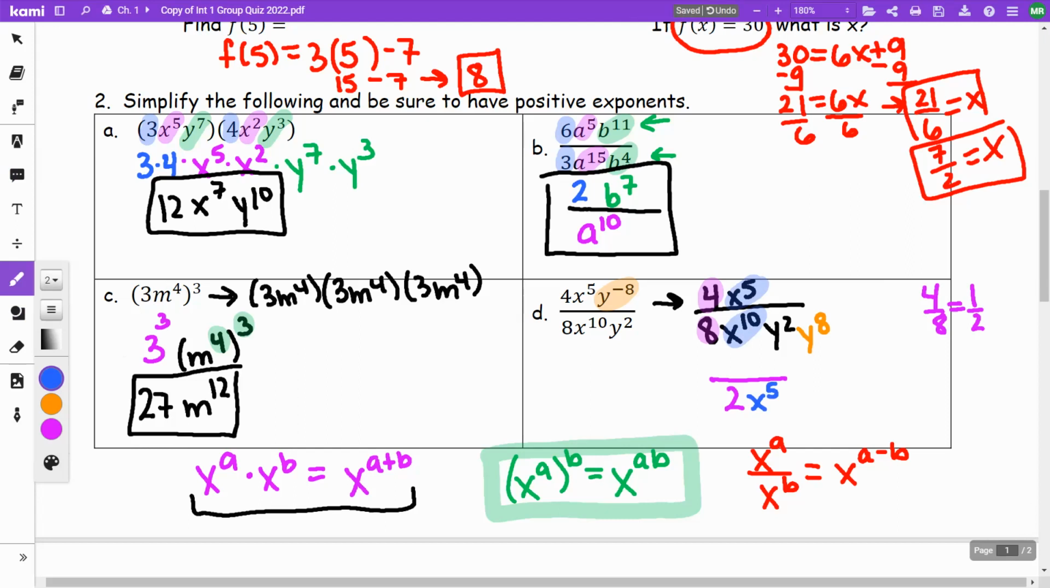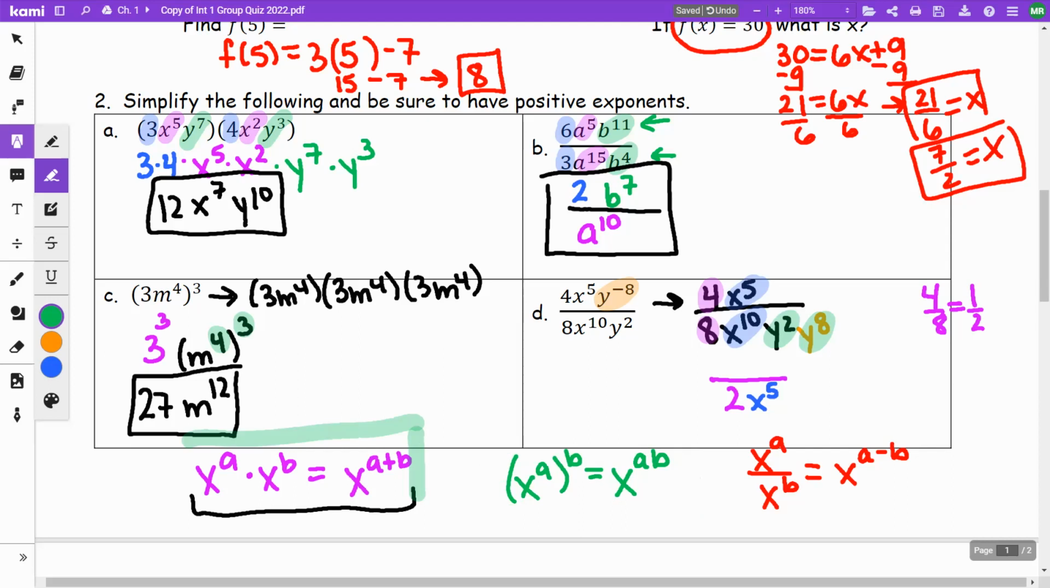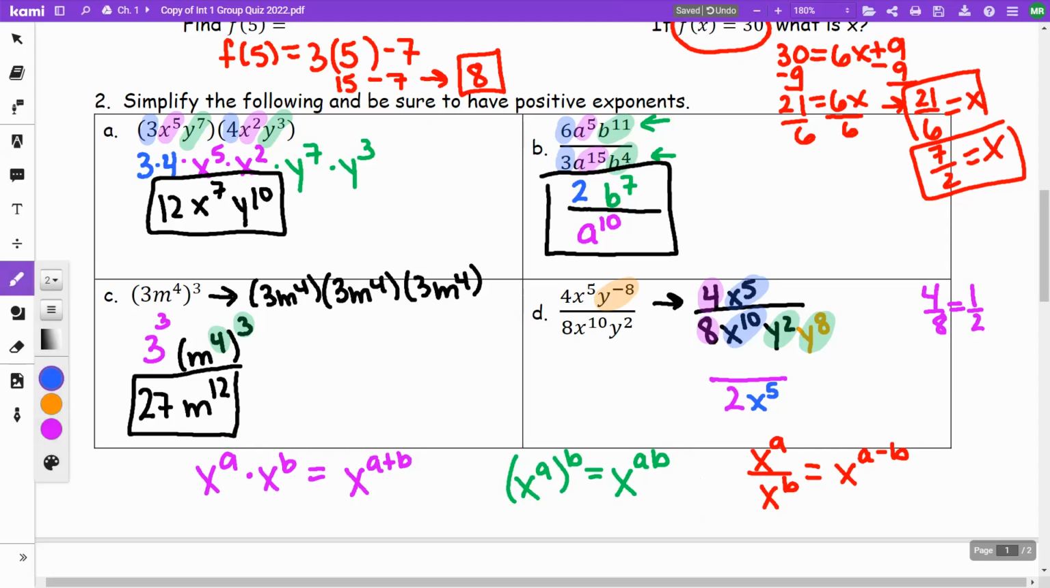And then my y to the second and y to the 8th that are both on bottom, I'm going to add my exponents, and I am going to get y to the 10th on bottom. And then since I don't have anything on top, remember it was a 1/2, so I need to at least put the 1 on top. And that's my answer.